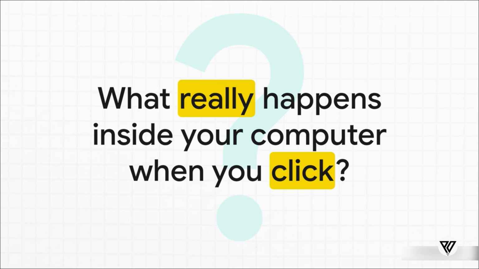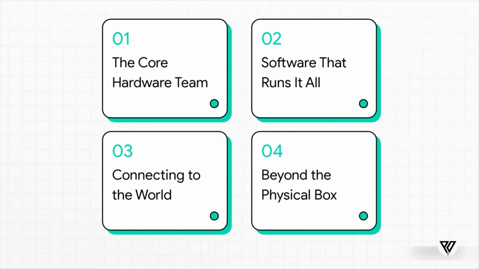And today we're going to map out that entire dance for you, from the tiniest silicon chips inside your machine all the way out to the global cloud. So, we're going to look at this as a complete digital ecosystem. First, we'll dive into the core hardware, the physical guts of the machine. Then, we'll talk about the software that tells that hardware what to do. After that, we'll see how your computer connects to everything else. And finally, we'll zoom way out to look at the huge, invisible infrastructure that powers our entire digital world.